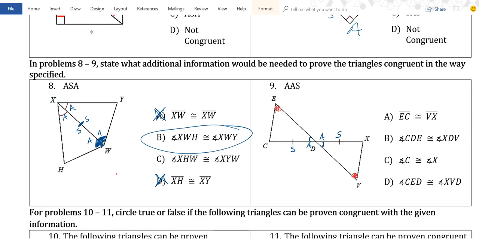So we need angle E and angle V. Well, that's not what that's saying. Let's get rid of that. We don't need a side, so I can get rid of that. So let's see here. If I did CDE, that's not going to work either. So CED, that's good. And then I want XVD, good to go. So our choice is choice D.